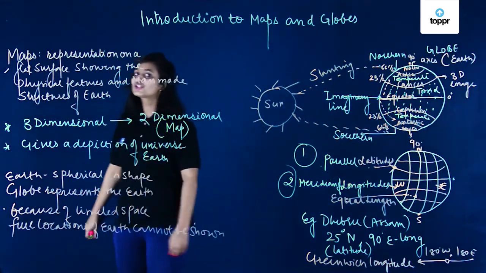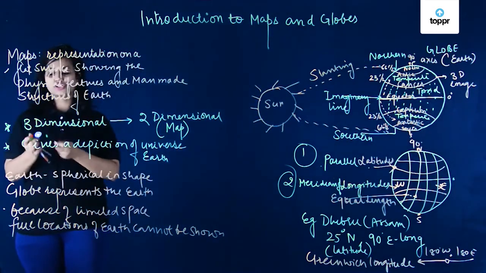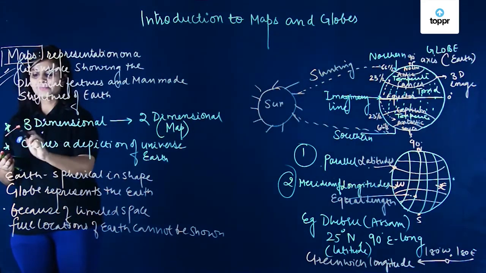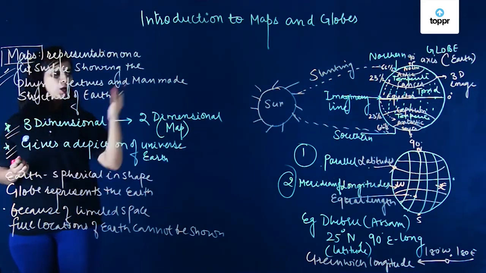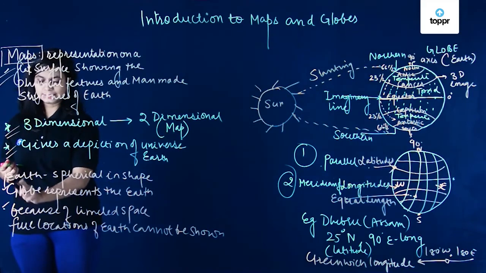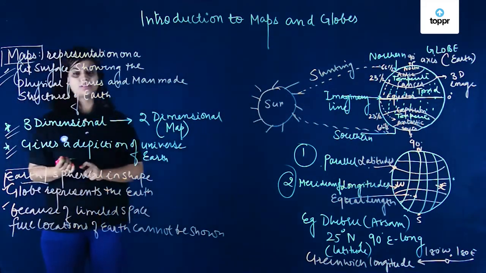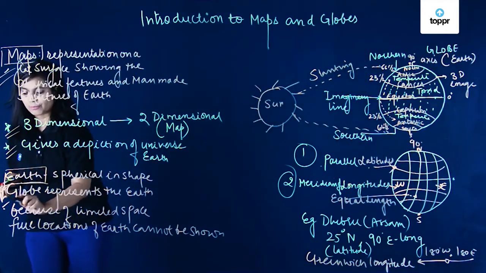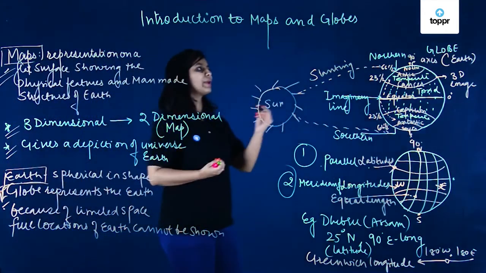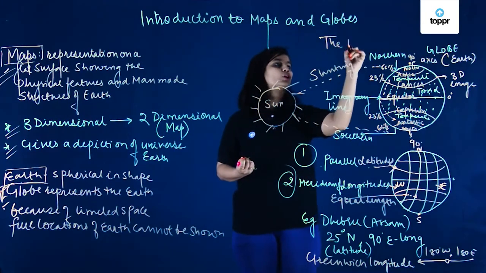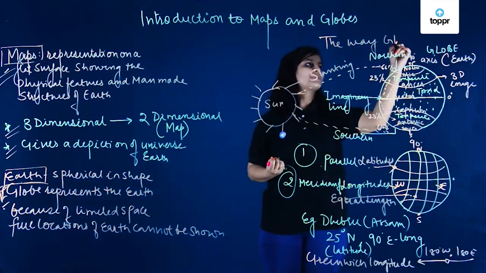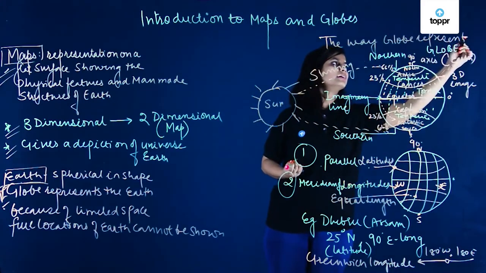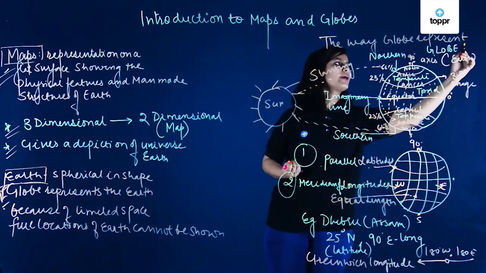Well, student, just to brief you, in this lecture we have studied the definition of maps, a basic introduction. We have studied the Earth, and we have talked about its spherical shape, talked about the globe basically, that was a second point. We have talked about the way the globe represents the Earth. Right, student?